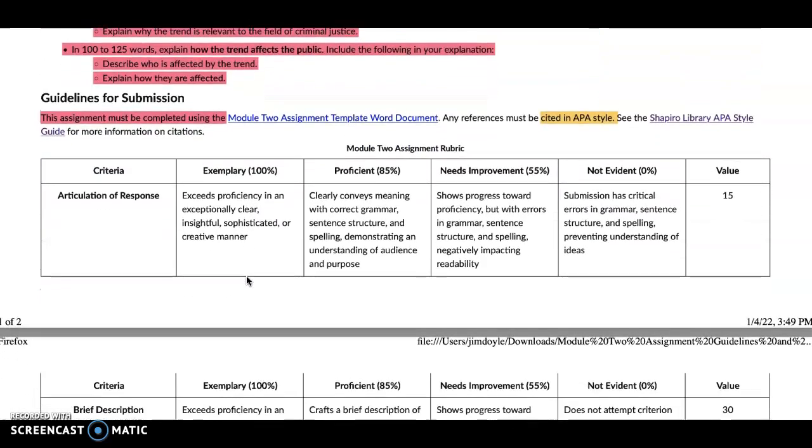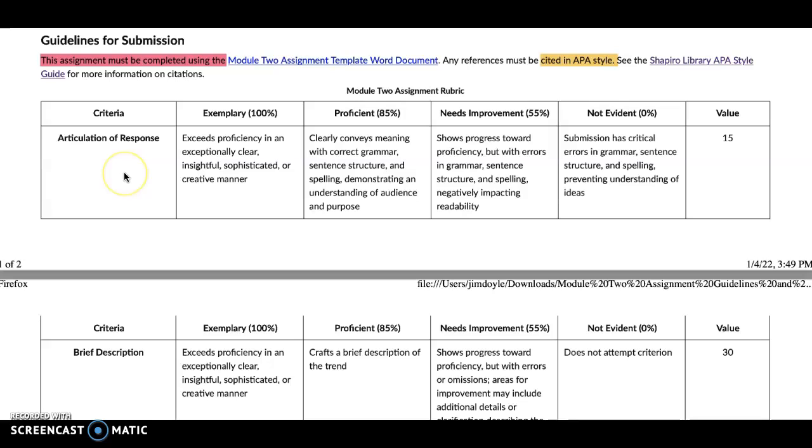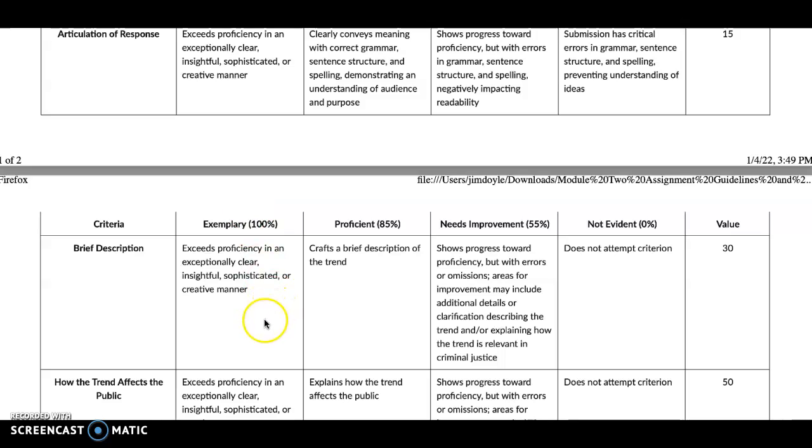Here's the grading rubric for this assignment. Articulation of response deals with your writing. Make sure your writing is free of any grammatical errors and is insightful and clear. There's a brief description for each rating: exemplary, proficient, needs improvement, not evident. For the exemplary rating, you're really going to have to show me you know what you're talking about, and typically that means demonstrating some level of research.